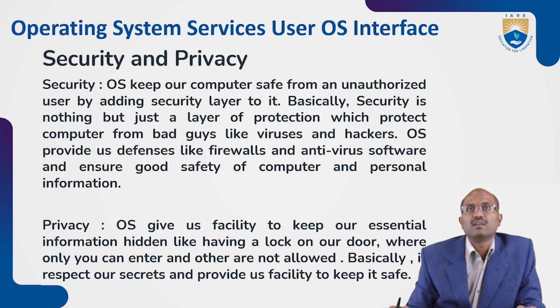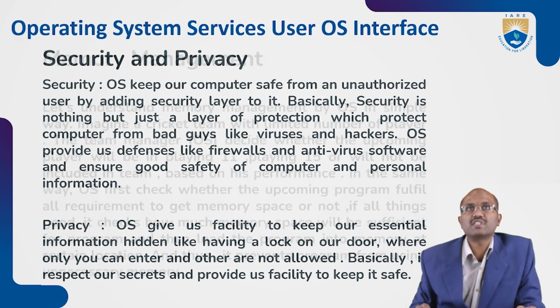Next, privacy. The operating system gives us the facility to keep our essential information hidden, like having a lock on our door where only you can enter and others are not allowed. Basically, it respects our secrets and provides us the facility to keep them safe. This is security and privacy.